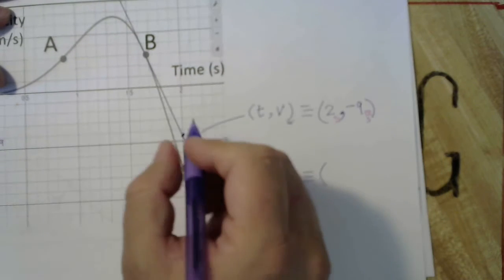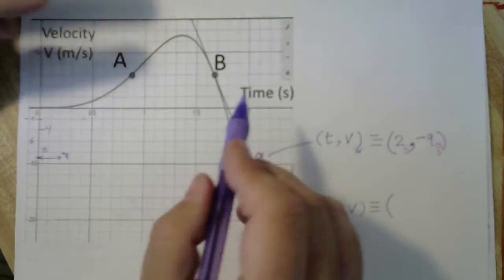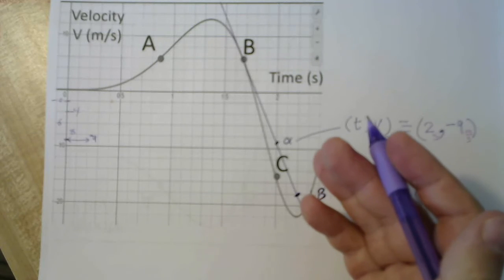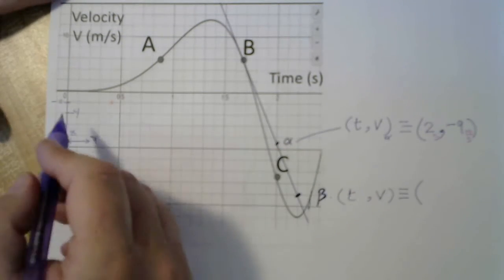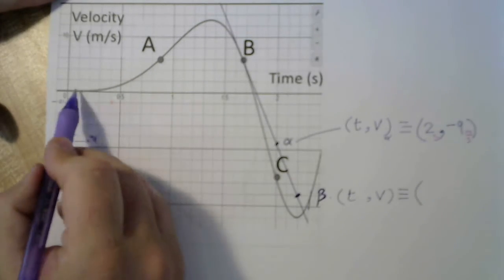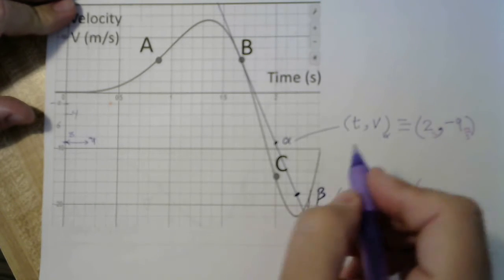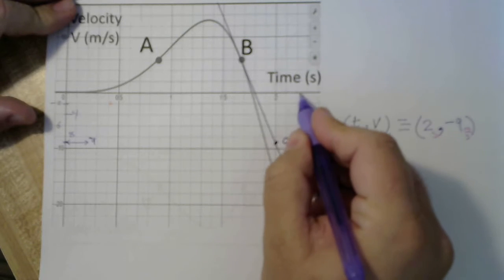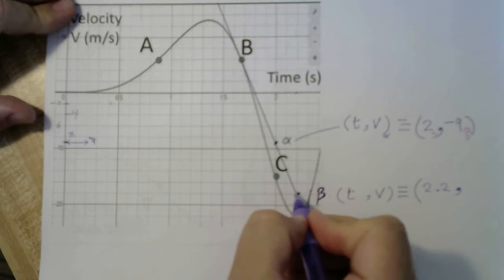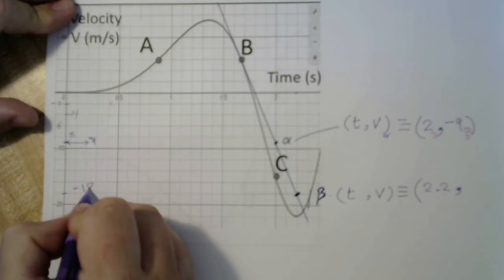What about this point? The time here is 2.1, 2.2. The scale for the x-axis, the time axis, and the y-axis, which is velocity, is different. You need to be aware of that, because from here to here is 10 units in velocity, and from here to here is 1 unit in time. So the time at beta is 2.2, and the velocity at beta is negative 18. You can find that.